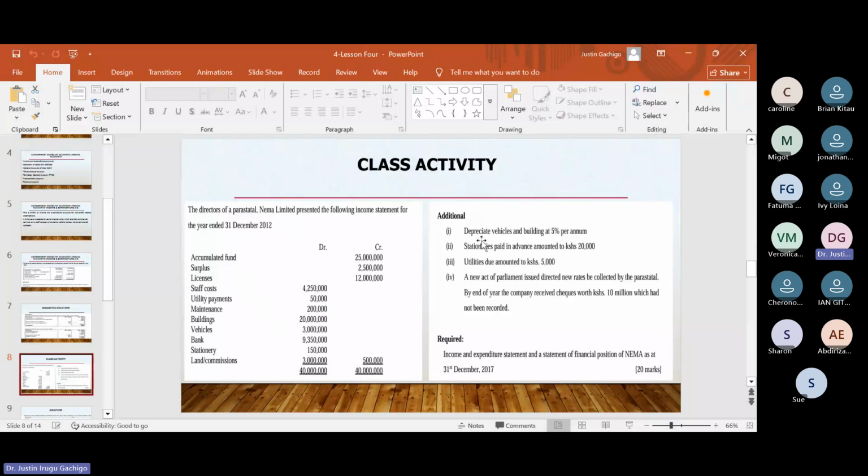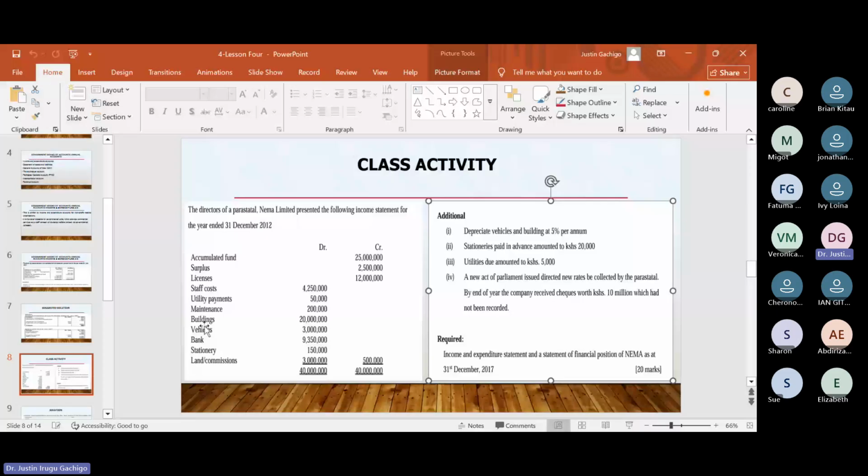This additional information is always very important because it's going to help you to respond to the question. So we depreciate vehicle and building at 5% per annum. In your working, what I would expect is that you look at the building and motor vehicle, then you depreciate at 5%. If it's building, it is 2 million times 5% because it's per annum. Then you take the motor vehicle, 3 million again times 5%. That's the working, so you'll be able to get the depreciation for motor vehicle and the depreciation for building.